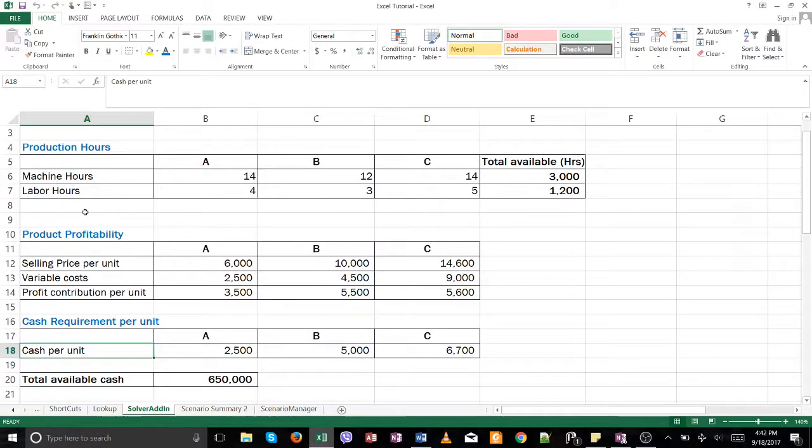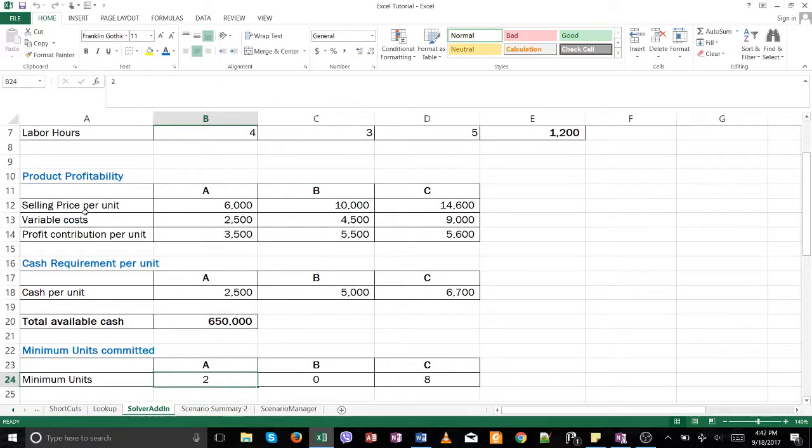Now, similarly, we have a shortage of cash during this month. We don't have enough cash. And while manufacturing each of these products, certain cash payment is required. For product A, it is 2500 per unit, B 5000 per unit, and C 6700 per unit. And the total cash that is available is 650,000. So when we are deciding upon the production mix, we shall keep track that our available cash is not exceeded.